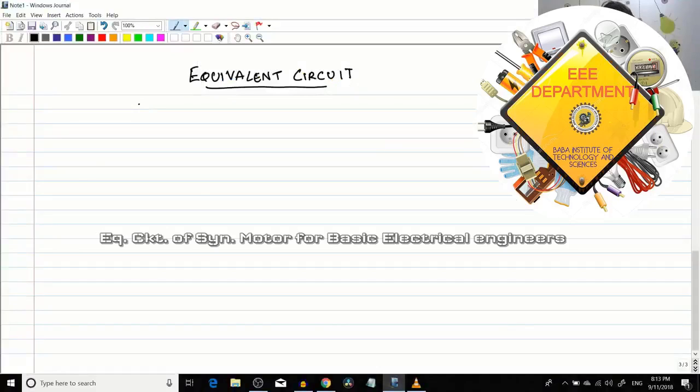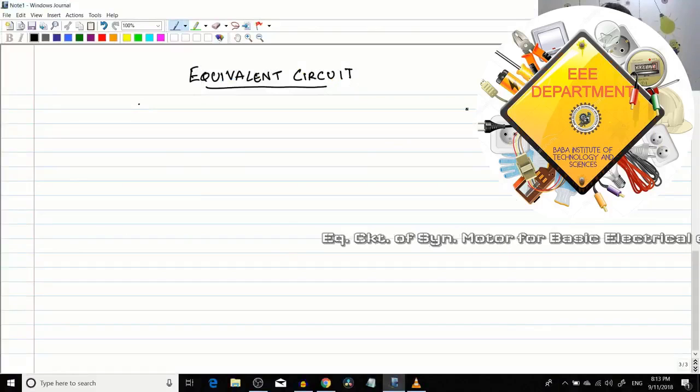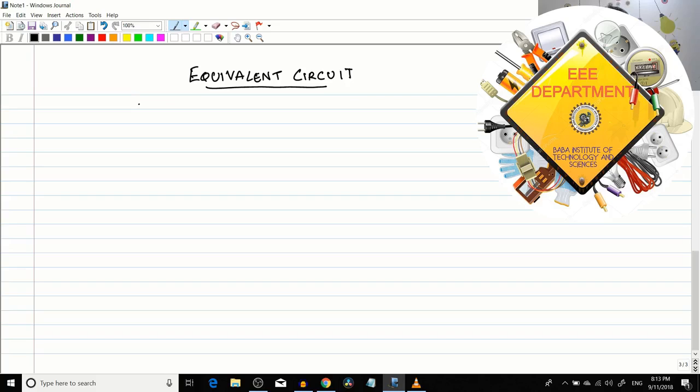Hello friends. In the previous session, we just started synchronous motors and saw the basic principles of operation of the synchronous motor. What I discussed was the steady state operation of the synchronous motor. As such, we have not discussed how the synchronous motor is started. That is a discussion which we will take in a later session.